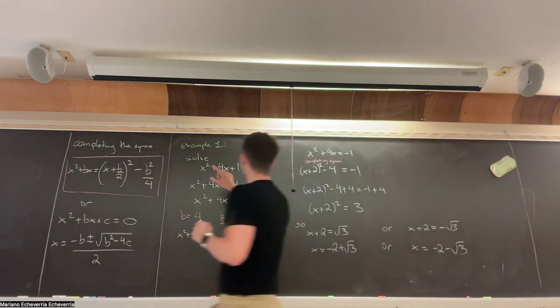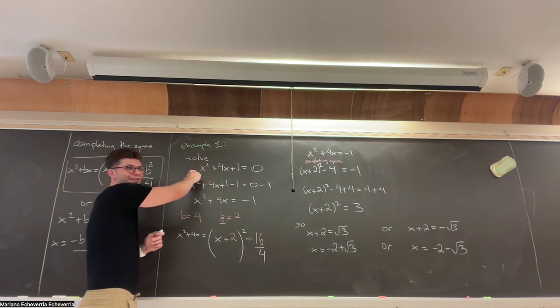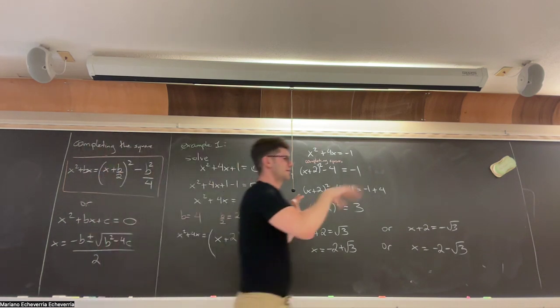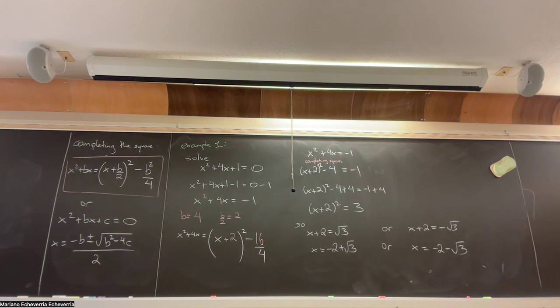So let me do another example where this number is not one, to show you that it really doesn't matter. You can always make it one by division.